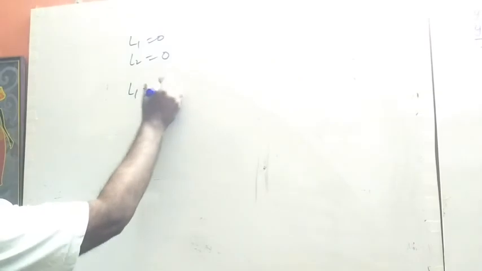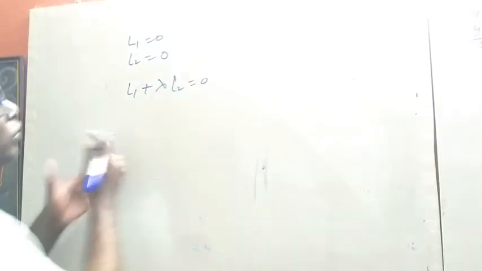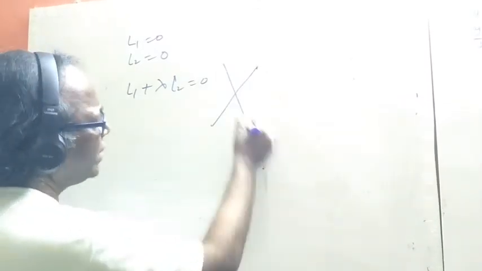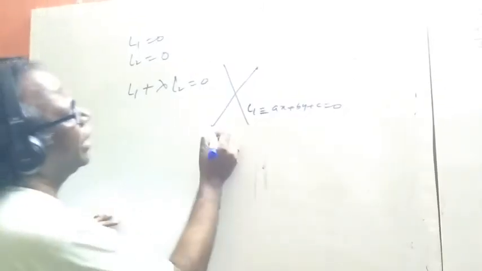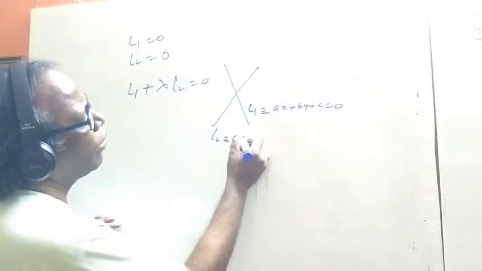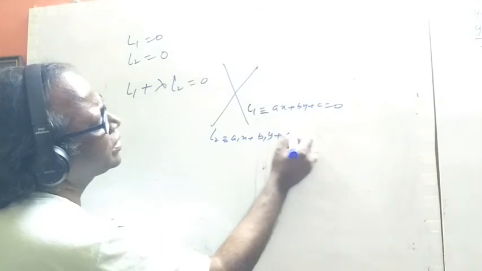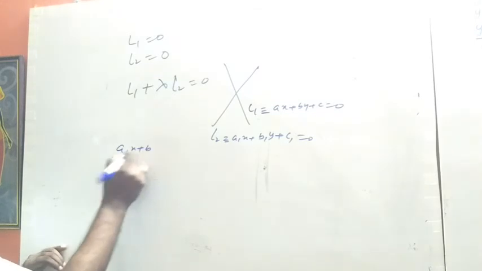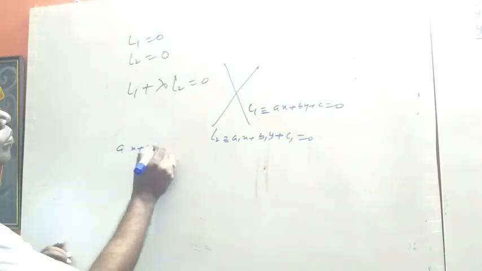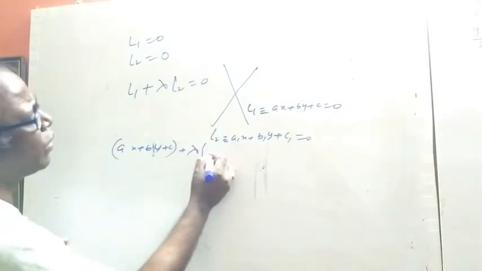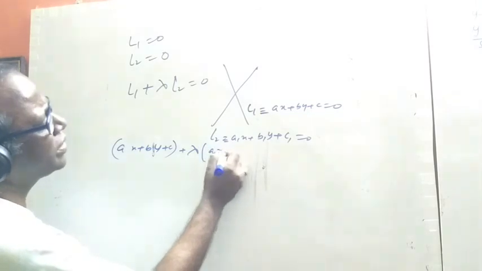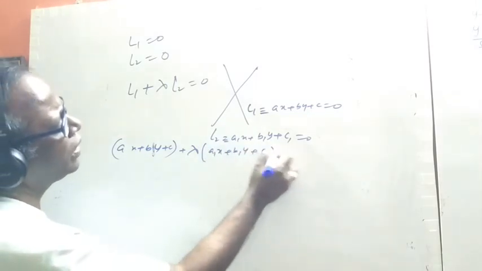That would be L1 plus lambda into L2 when the two lines are intersecting with each other like that. If this is L1, that is ax plus by plus c equal to 0, and this is L2, equivalent to a1x plus b1y plus c1 equal to 0. So you can write ax plus by plus c plus lambda, which is a scalar quantity, a scalar value, times (a1x plus b1y plus c1), equal to 0.